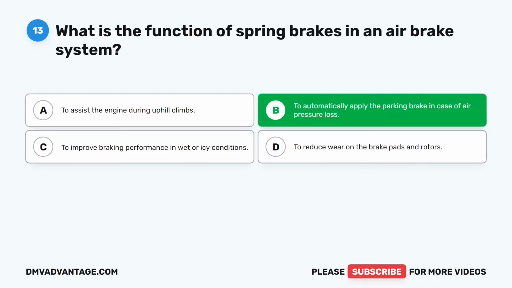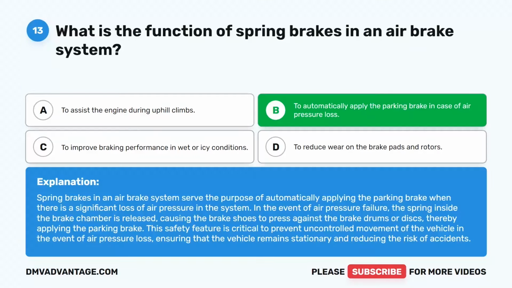To automatically apply the parking brake in case of air pressure loss. Spring brakes in an air brake system serve the purpose of automatically applying the parking brake when there is a significant loss of air pressure in the system. In the event of air pressure failure, the spring inside the brake chamber is released, causing the brake shoes to press against the brake drums or discs, thereby applying the parking brake. This safety feature is critical to prevent uncontrolled movement of the vehicle in the event of air pressure loss, ensuring that the vehicle remains stationary and reducing the risk of accidents.